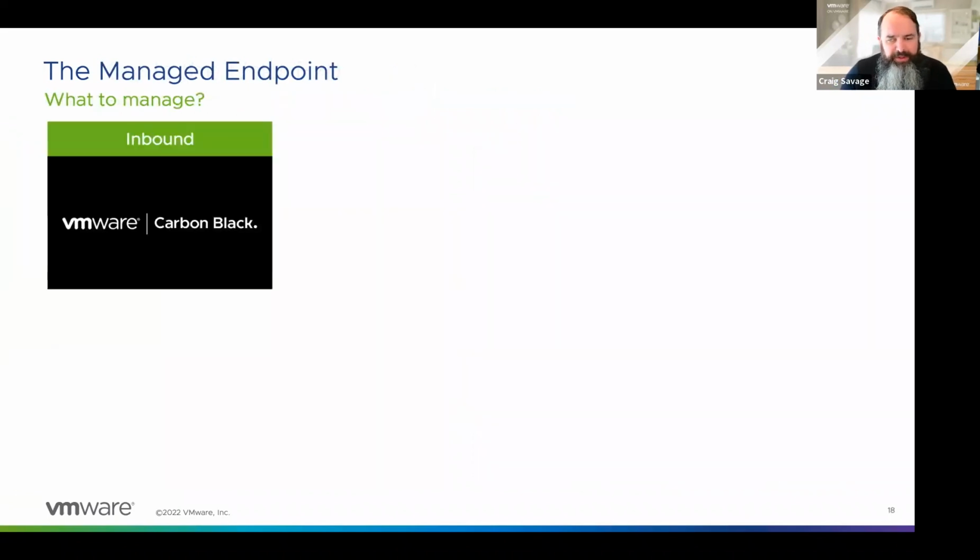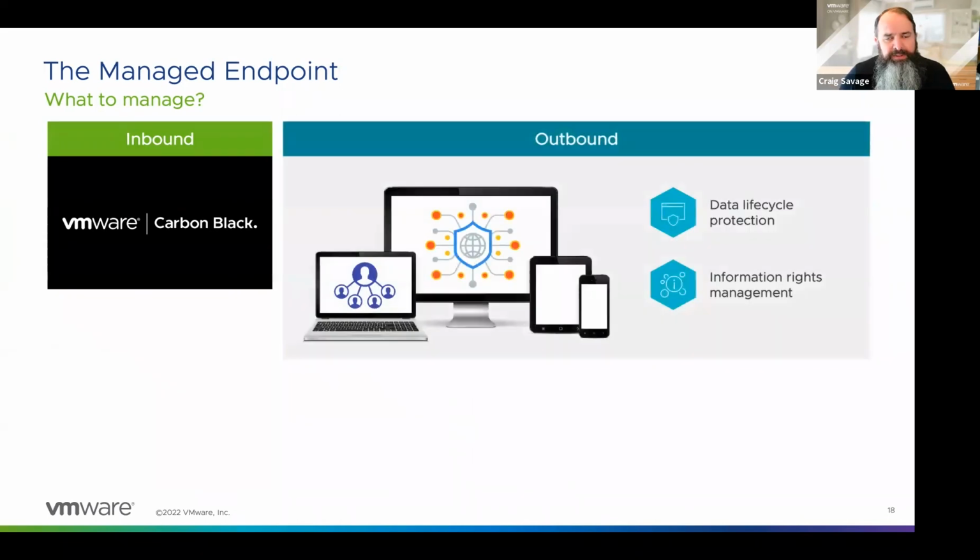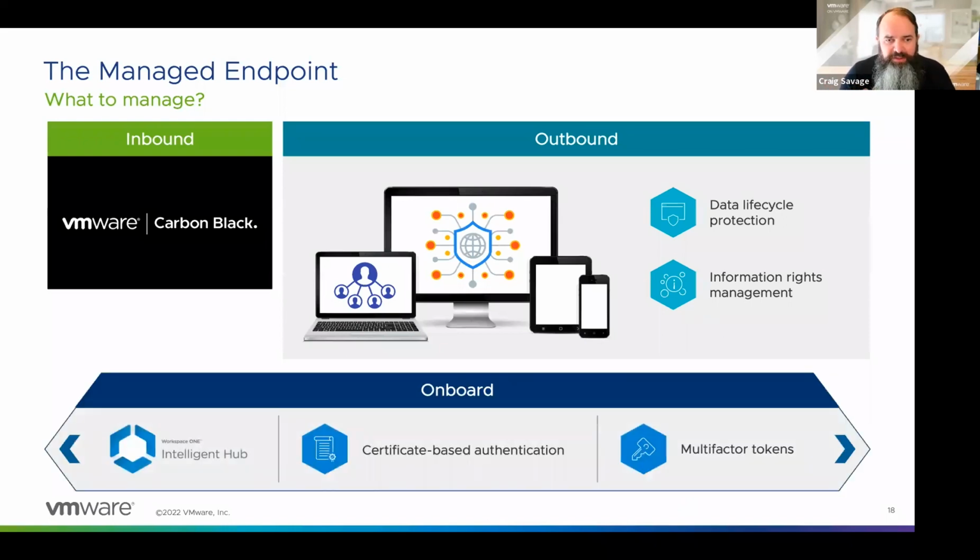When you think about the endpoint, I always think there are three things: the data coming in, what's happening on the device, and the data going back out again. I like to say it's Carbon Black that secures the data coming in. It's stuff like DLP products and information rights management that control the data going out. And on the device is where Intelligent Hub and our certificate-based authentication and tokens really control what's happening.